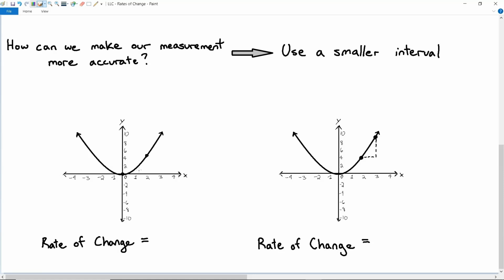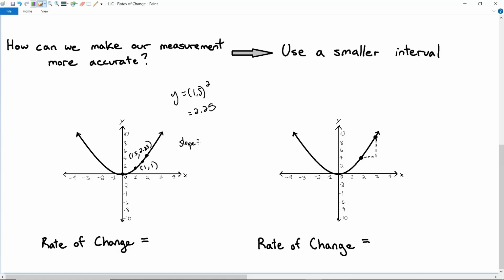So for example, let's do the point (1, 1), and maybe the point, let's say (1.5, 2.25). Because if I plug in a 1.5 and I square the value, that's what I'm going to get.